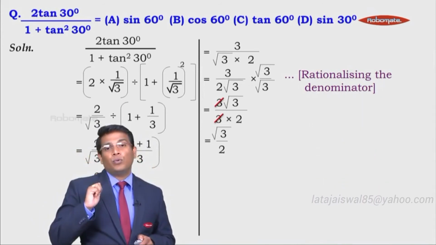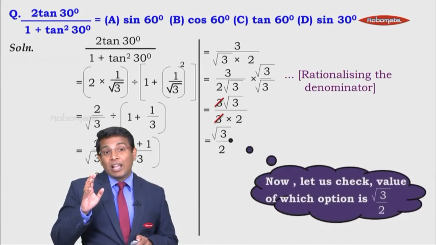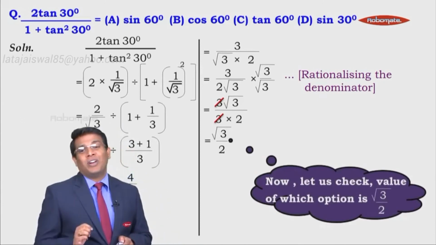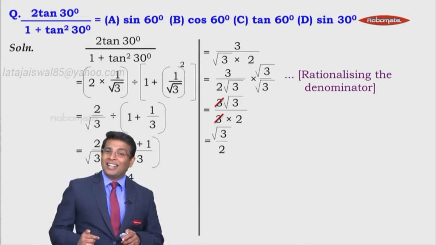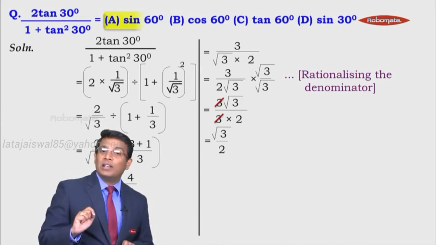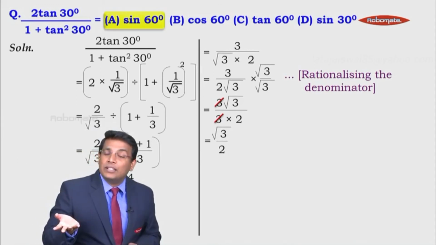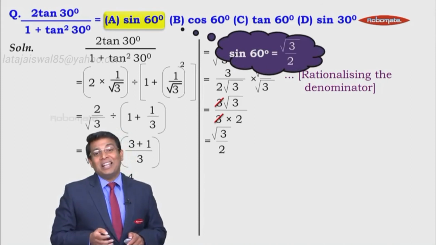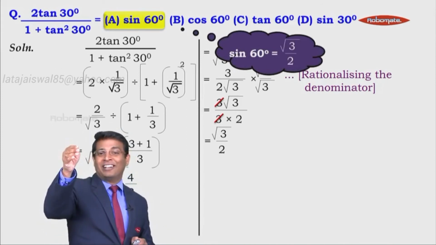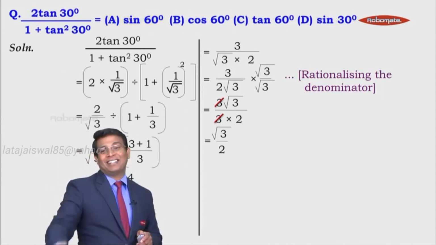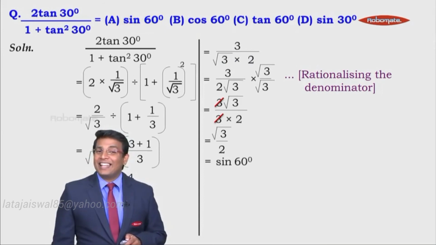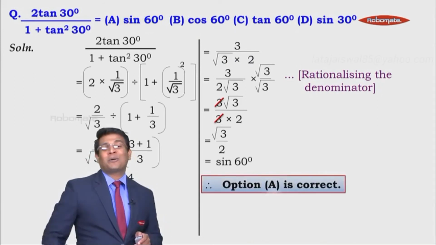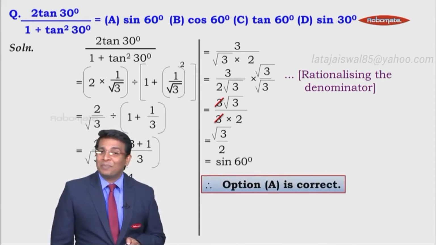But out of all those 4 options, we need to first check which option has the value as root 3 upon 2. So if we check, let's start with the very first one, sine 60. What is the value of sine 60 from the table? You know what it is? Sine 60 is nothing but root 3 upon 2. That means the very first option is nothing but the answer. That is nothing but this is sine 60. That means the very first option, that is option A, is correct. Wasn't that a simple sum?